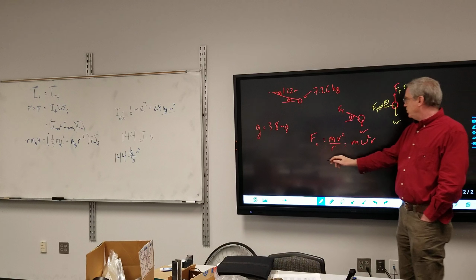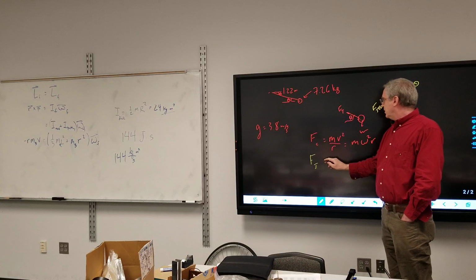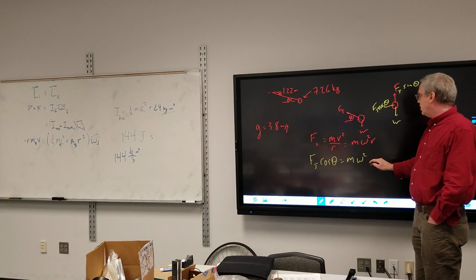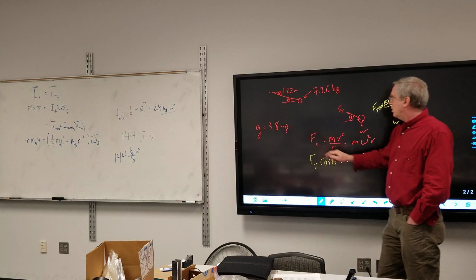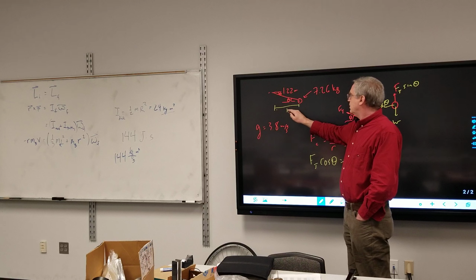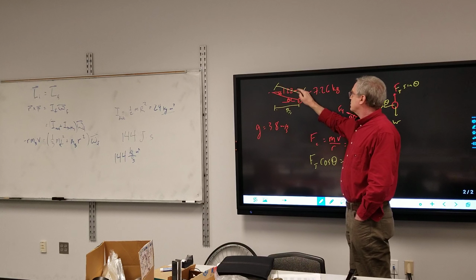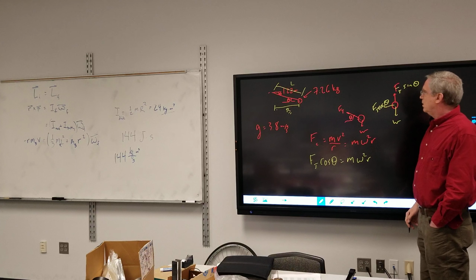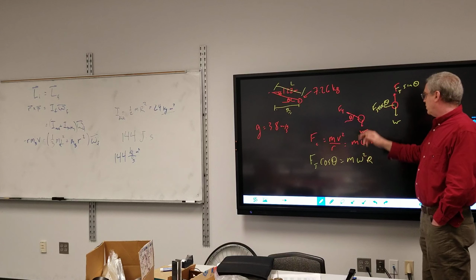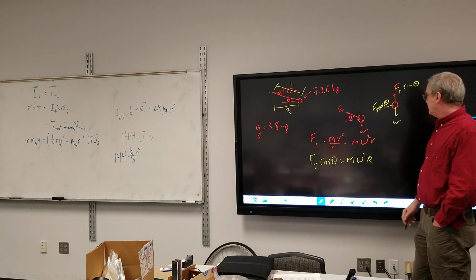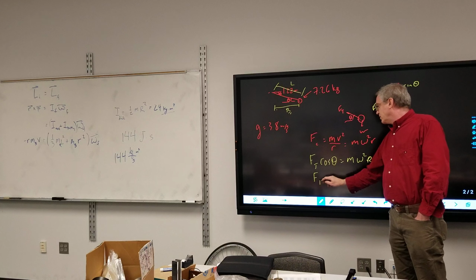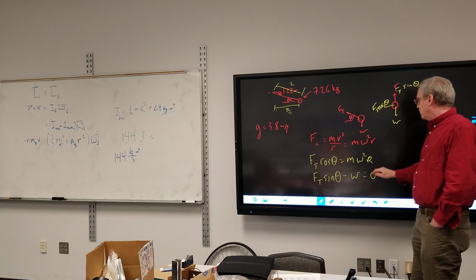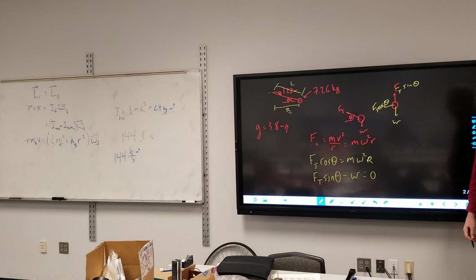My equations of motion would be tension cosine of theta is equal to m omega squared r, where r is this distance here, and that is L. I guess I just made that a capital R over there, so we'll make a capital R here. And I know tension sine theta minus the weight is equal to 0. Those are my equations of motion.